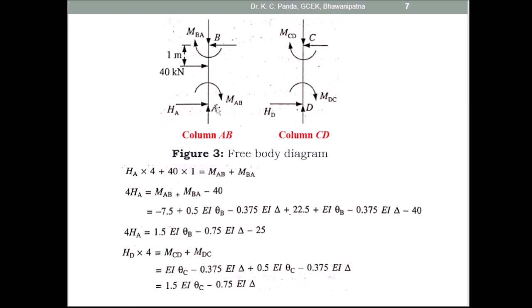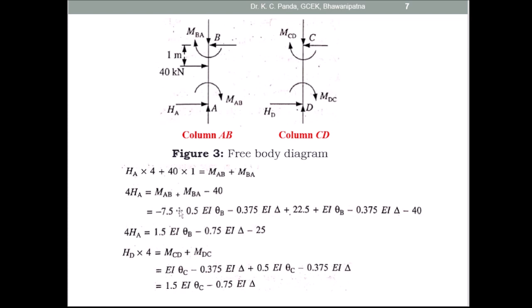Here MAB is a clockwise moment, MBA is a clockwise moment. So the clockwise moment is equal to the anti-clockwise moment. The anti-clockwise moment you get due to this load and due to the horizontal shear. Due to this load, the anti-clockwise moment is 40 into 1, and due to the horizontal shear, the anti-clockwise moment is equal to HA into 4. So HA into 4 plus 40 into 1 is equal to MAB plus MBA. Then 4HA is equal to MAB plus MBA minus 40.